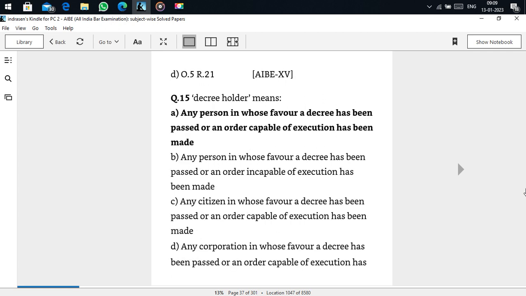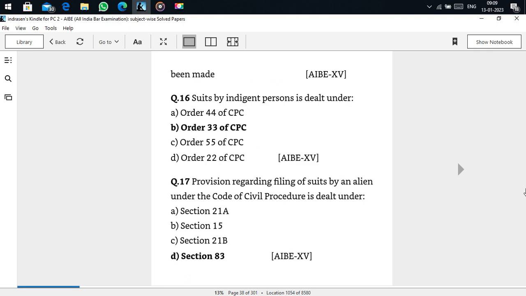Decree holder means a person in whose favor the decree has been passed or an order capable of execution has been made. Some questions are very easy. Just by looking at the question we can answer. Particularly with respect to the orders and sections, we just need an idea of which order contains what type of subjects, so that we can see the bare act and do it. We will have enough time to go through the bare acts because 3 hours 30 minutes, that is 120 minutes for 100 questions, is a very big time available for us, even to refer to the bare acts.